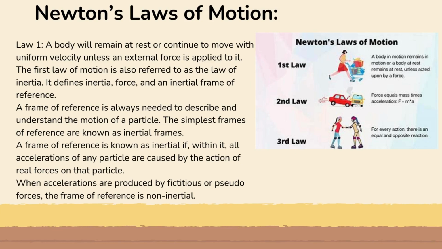A frame of reference is always needed to describe and understand the motion of a particle. The simplest frames of reference are known as inertial frames. A frame of reference is known as inertial if, within it, all accelerations of any particle are caused by the action of real forces on that particle. When accelerations are produced by fictitious or pseudo forces, the frame of reference is non-inertial.